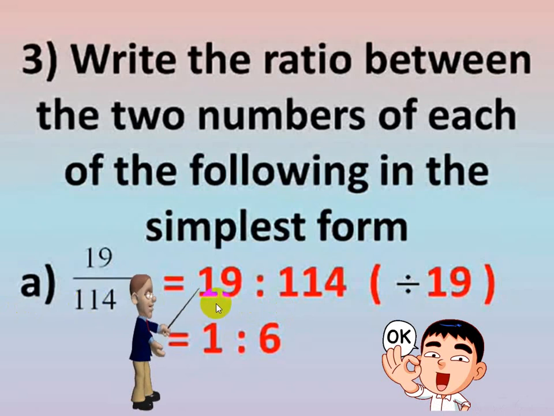You will write divided by 19, so 19 divided by 19 will be 1. 114 divided by 19 will be 6. You can find the result using a calculator. 114 divided by 19, you will get 6. To check your answer, on the calculator, write the fraction way. Write 19 in the numerator, 114 in the denominator. Now press equals. You will get 1 over 6. 1 over 6 in the simplest form means 1 to 6.